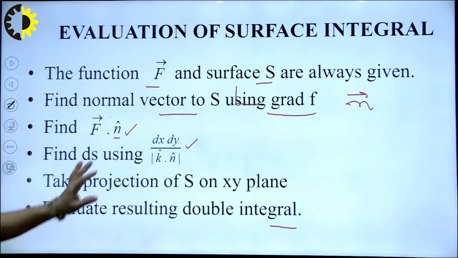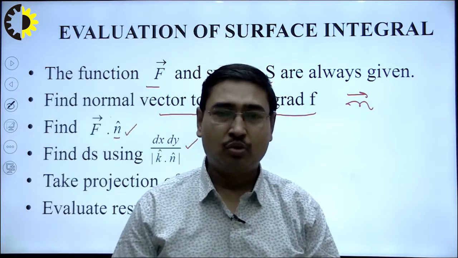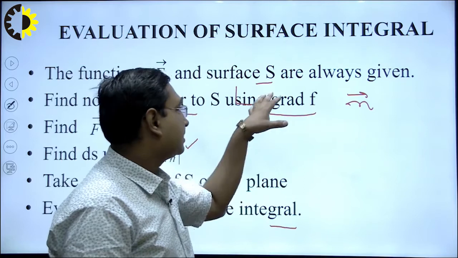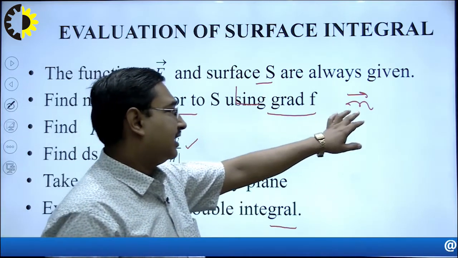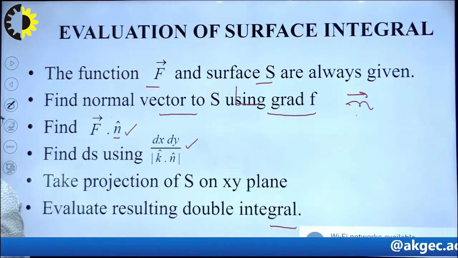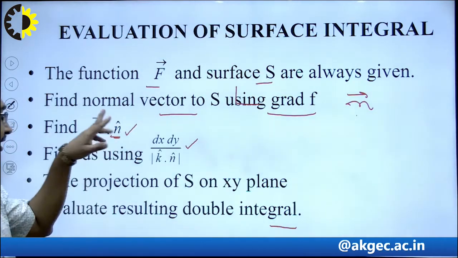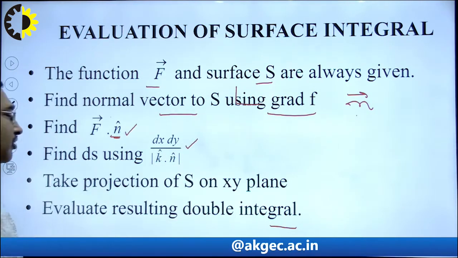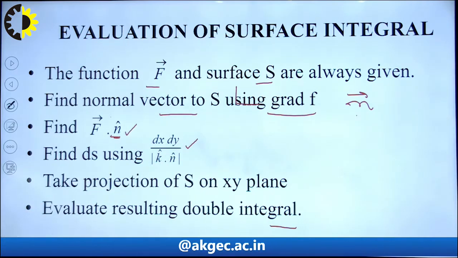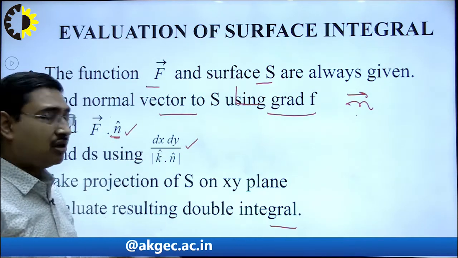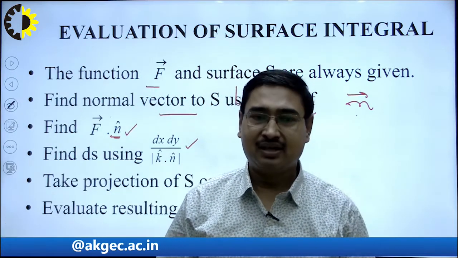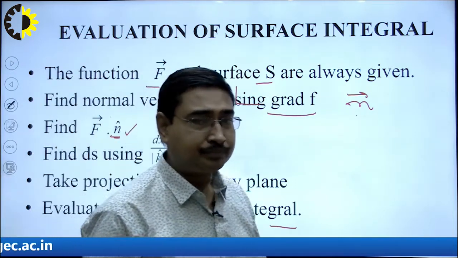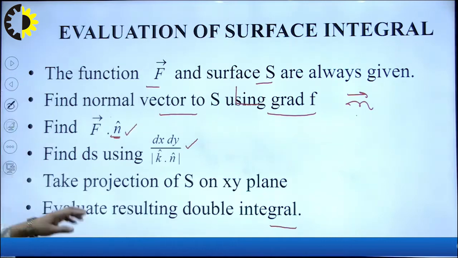I sum up. The function f and the surface must be known to us before evaluating a surface integral. We shall first find the normal vector to the surface using the gradient of phi, and this vector will be vector n. We shall then find the unit vector n cap, so that f dot n cap can be calculated. After this, dS will be calculated using the formula dx dy upon mod of k dot n. Now, the projection of the surface S on the xy plane will be considered, and this projection will be used to evaluate the resulting double integral. We shall understand this process with the help of an example.